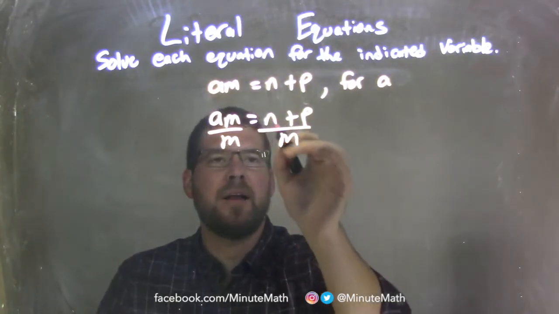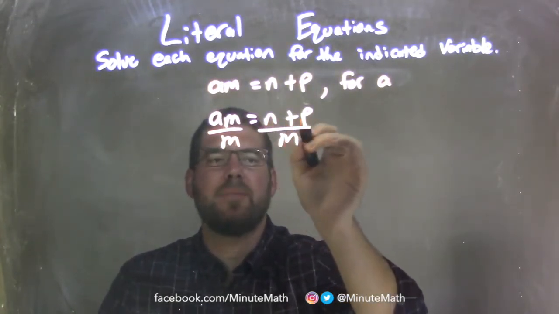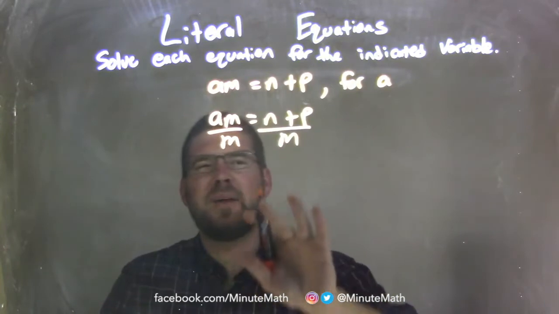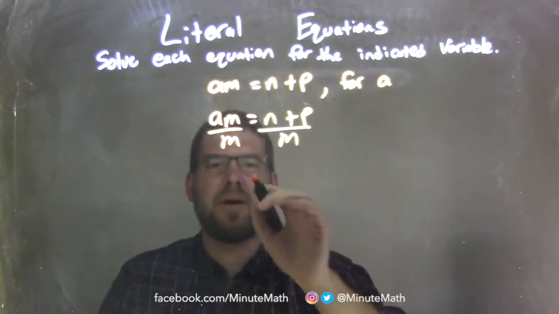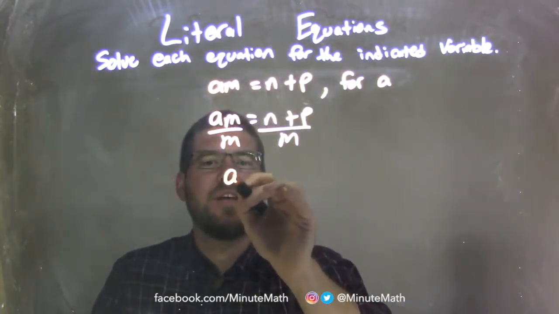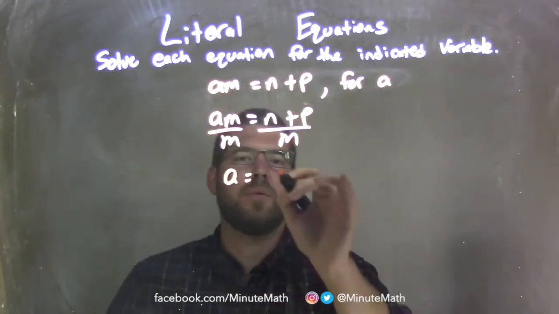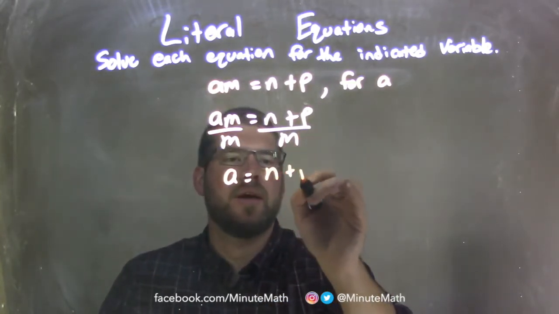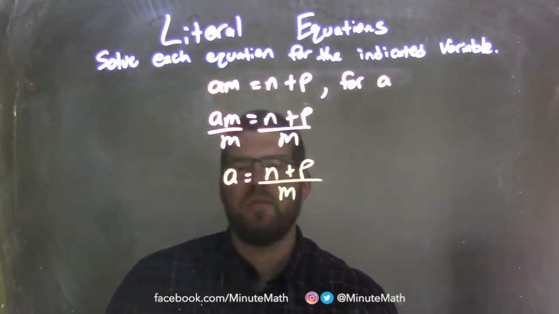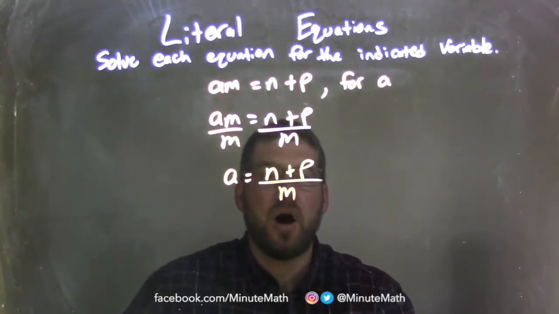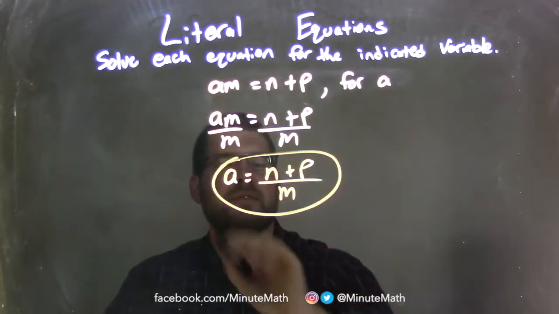Make sure when you divide, you're dividing both parts, the whole thing, the n plus the p. A lot of students I see will just bring it to the n or just the p. Okay? So the m's cancel on the left, leaving me with an a by itself on the left, equals, well, none of these are like terms, so I can't combine anything. So I just have this. a equals n plus p all over m, and that is, in fact, my final answer.